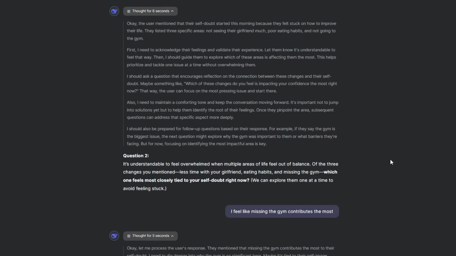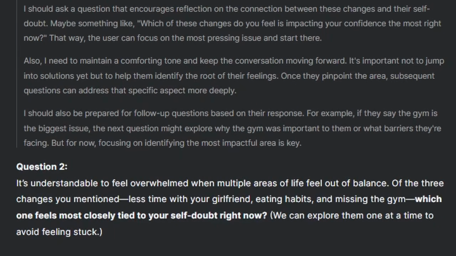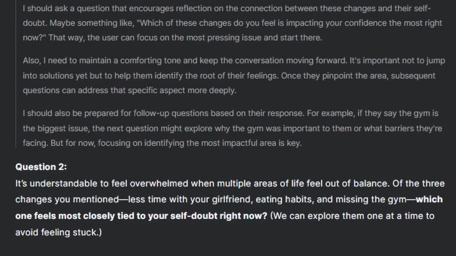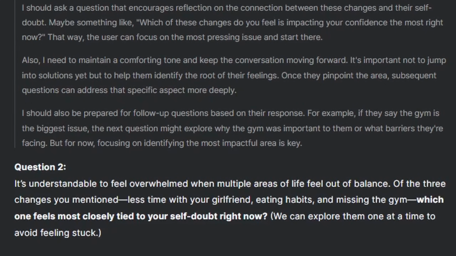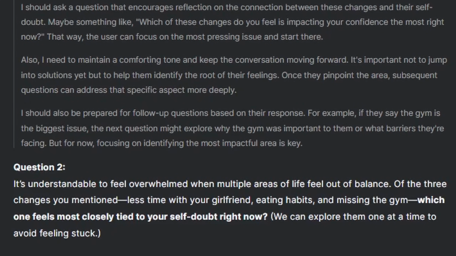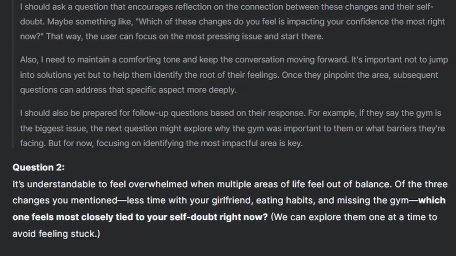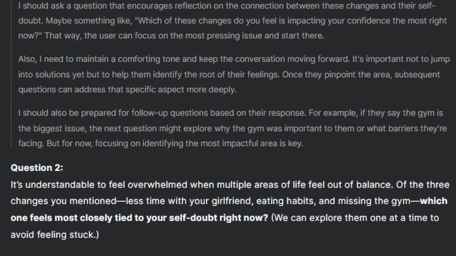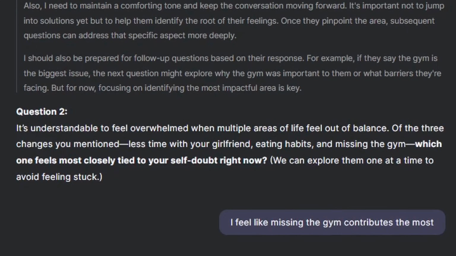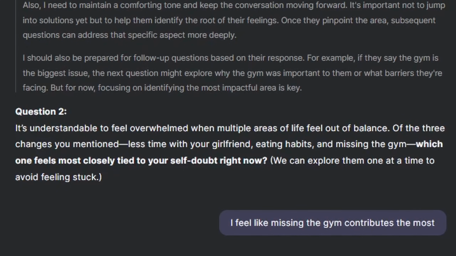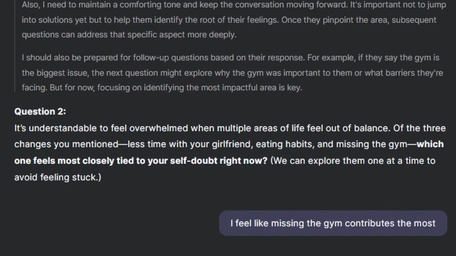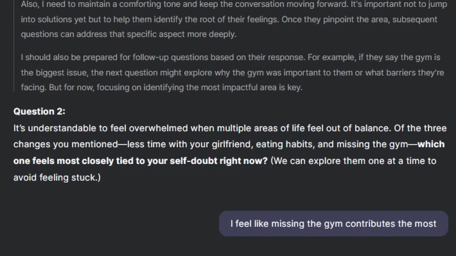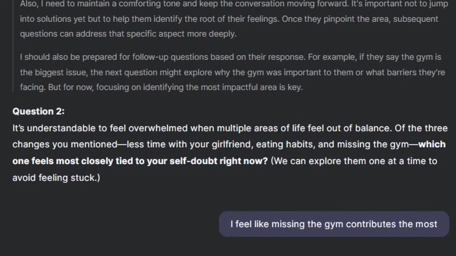And the following response from the AI included, it's understandable to feel overwhelmed when multiple areas of your life feel out of balance. Of the 3 changes you mentioned, less time with your girlfriend, eating habits, and missing the gym, which one feels most closely tied to your self-doubt right now? We can explore them one at a time to avoid feeling stuck. And I chose the gym. The cool thing now is that it's acting properly. It generated the follow-up question based off of what I previously said, so it's not asking a bunch of random questions that don't apply to me.